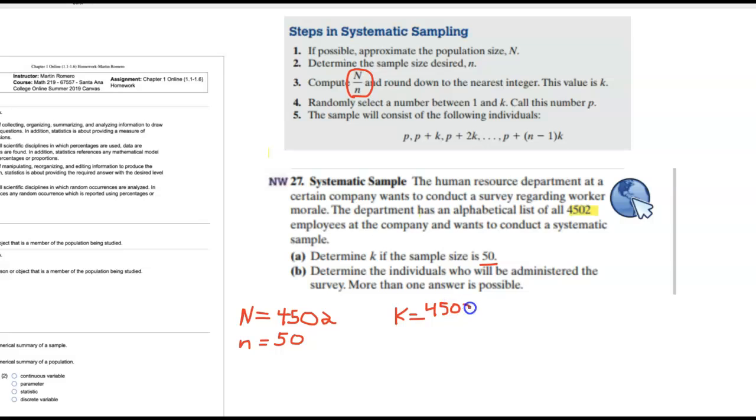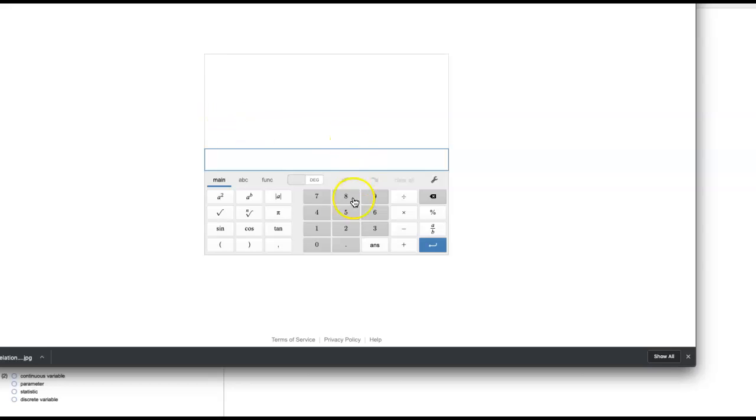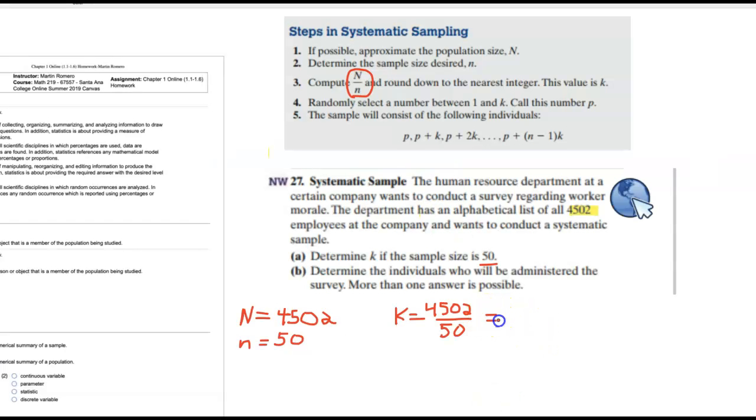So you take 4,502 divided by 50, should be 90 in there, but I have a calculator, so 4,502 divided by the sample size. You're breaking the entire population into groups of 50 because you're going to take every 50th person, so that turns out to be essentially 90 groups. Round down, so we know that's going to be 90.